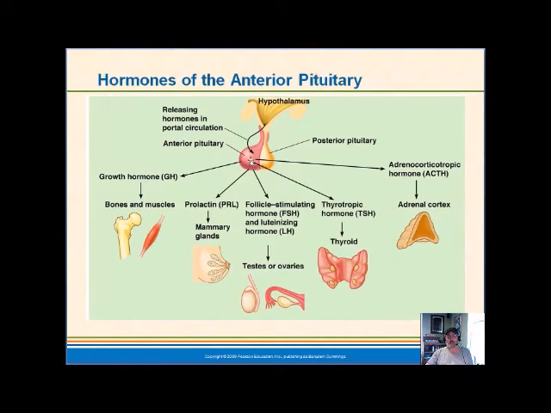So here you can see just a graphic showing what the hormone is and what it works on. So growth hormone stimulates bone and muscle. Prolactin stimulates the mammary glands. Follicle stimulating hormone and luteinizing hormone work on the ovaries and testes, and so forth.